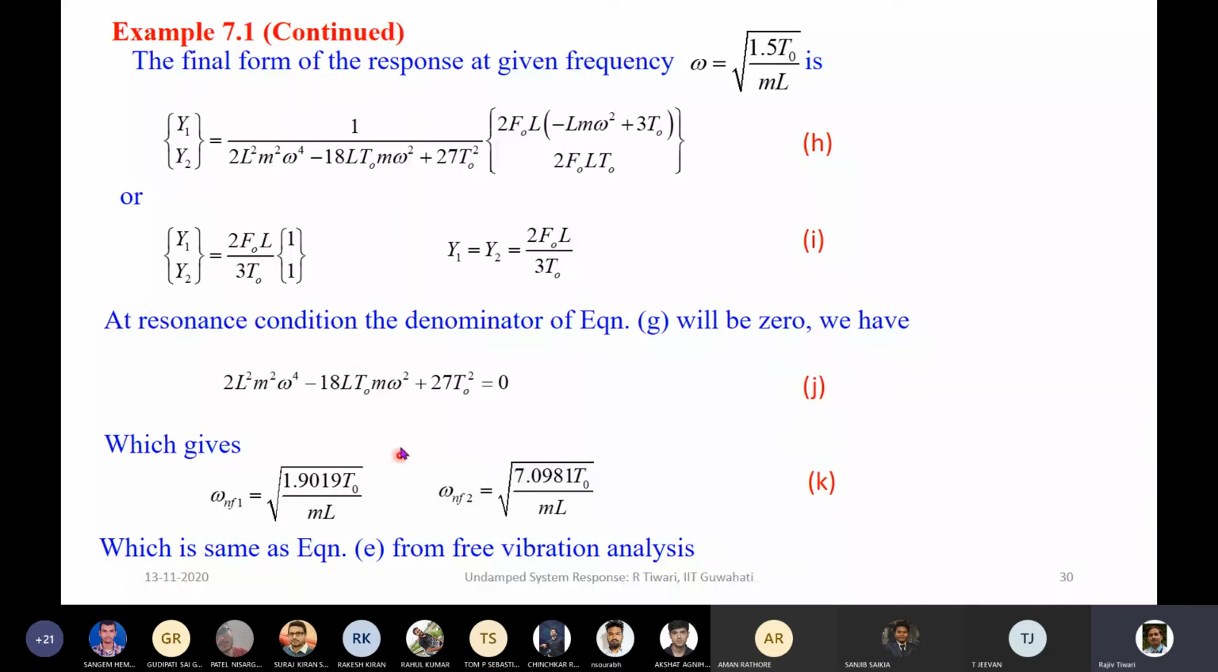So this is the interpretation of the response at any frequency which is given here. If we take the denominator equal to 0, that is the condition of resonance. For that, the amplitude will be infinity.